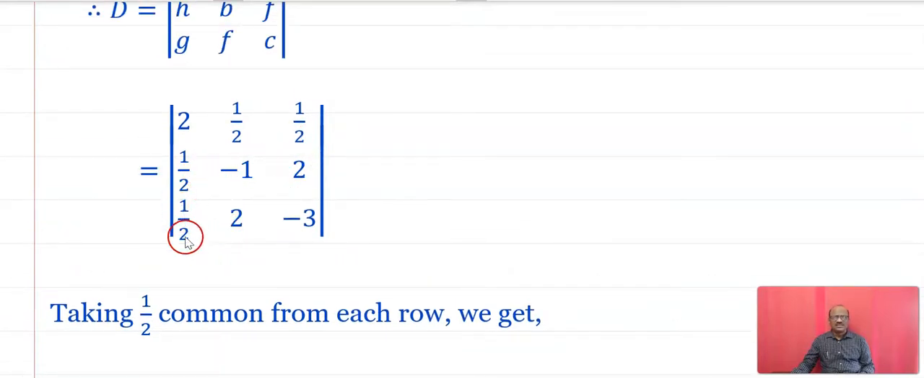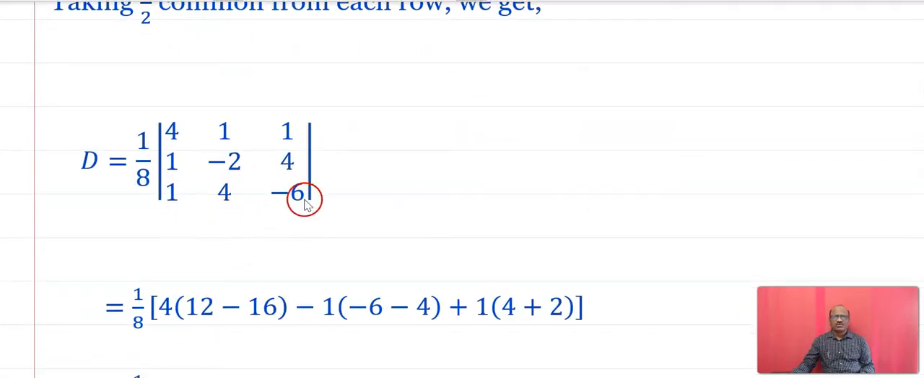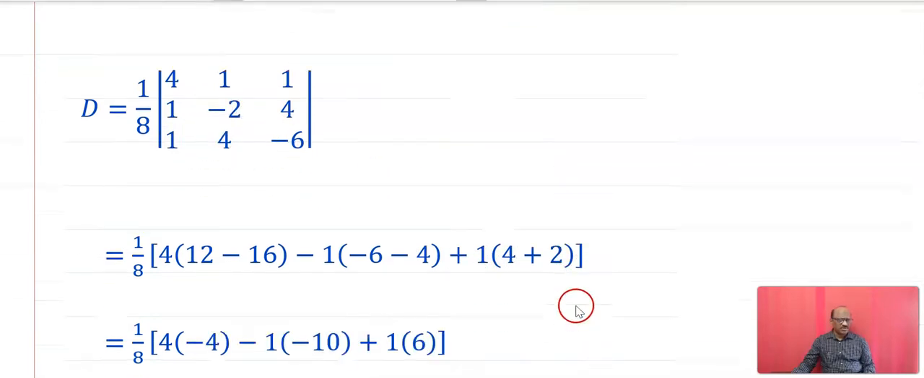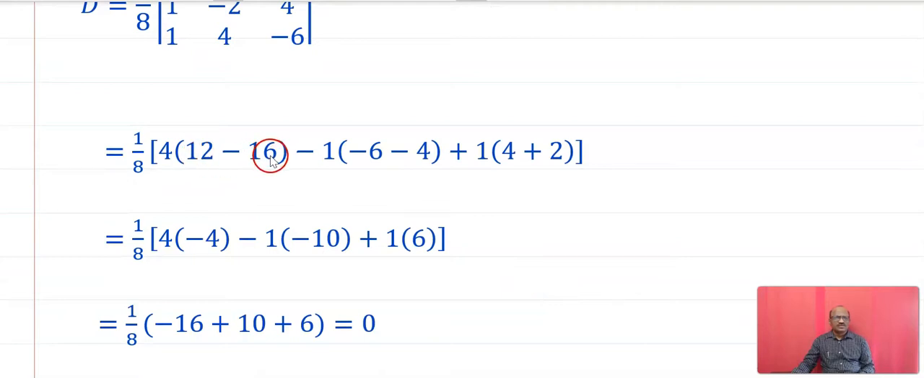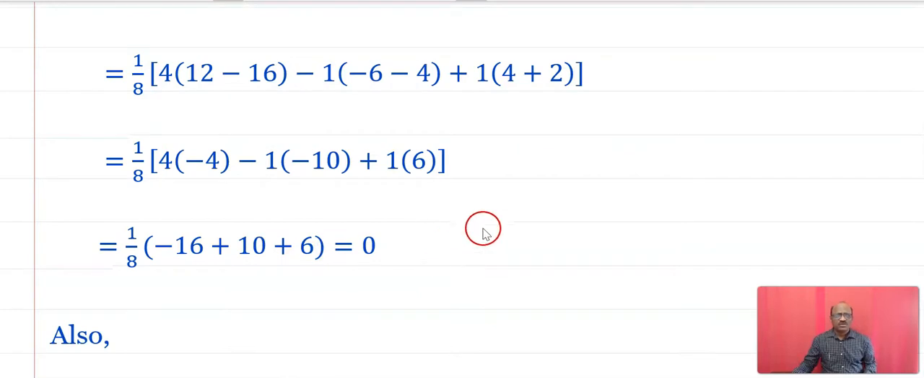And what about the last? Here it is 1, 4, −6, 1, 4, −6. Evaluate this. That is 4 into −2 into −6, 12. 4 into 4, 16, minus 1, in bracket −6 − 4, plus 1, in bracket, what do you do? 1 into 4 is 4, minus, in bracket −2, that will become plus. 12 minus 16, that is −4, 4 into 4, 16, and here is −10, −1 into −10, and here is 6. What is the overall? 10 plus 6 is 16, 16 minus 16, and overall you will get again that determinant D is equal to 0.